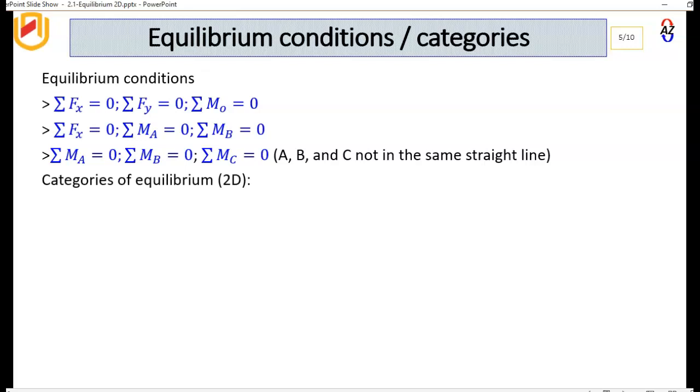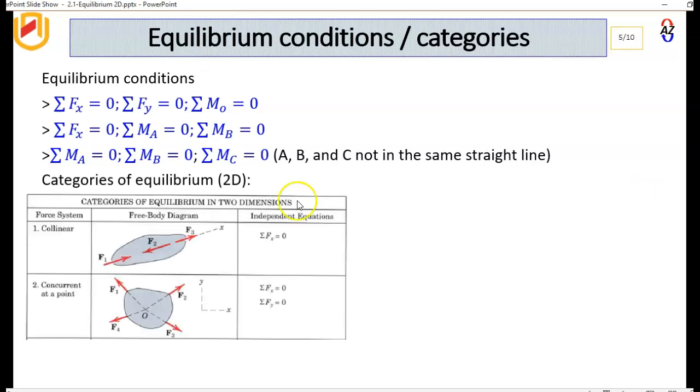Okay, now let's look at what is called the categories of equilibrium. If we have collinear forces, for example, as illustrated here, F1, F2, and F3, they're in the same straight line. The sufficient condition for equilibrium here is the summation of forces in the direction of the line of action, which is x in this case. Summation of forces in the x is equal to 0.